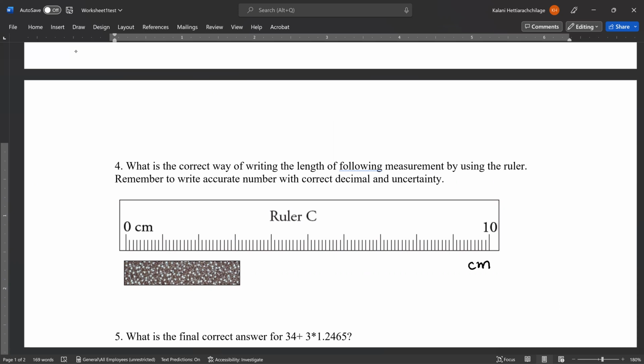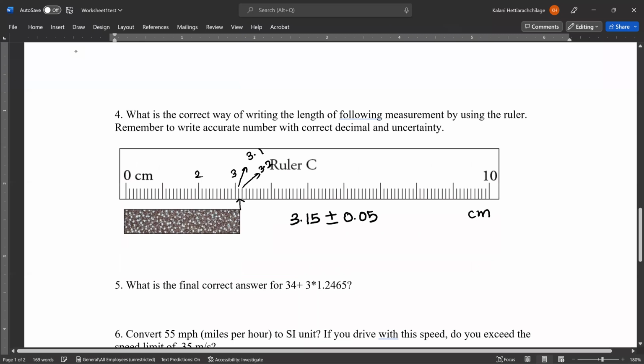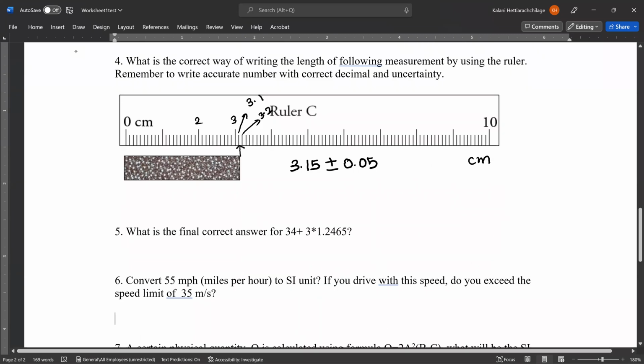So now I need to measure the distance to this place, right? You know that this is 3 centimeters, this is 2, right? This is 3, and at this line or division I have 3.1 centimeters. At this line I have 3.2 centimeters. That means my reading is in between 3.1 and 3.2. So now, according to the rule, my answer is 3.15. That is the measurement, and the uncertainty is plus or minus 0.05. So that is your final answer.